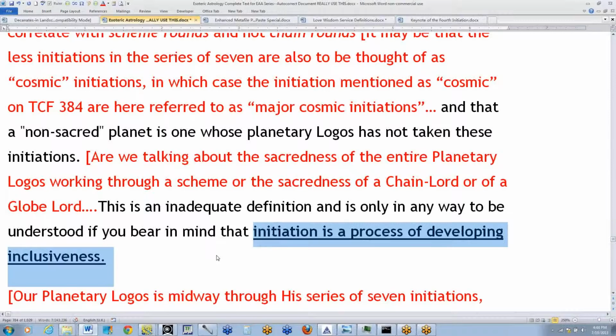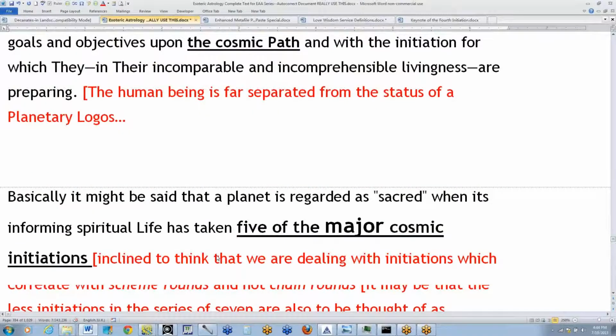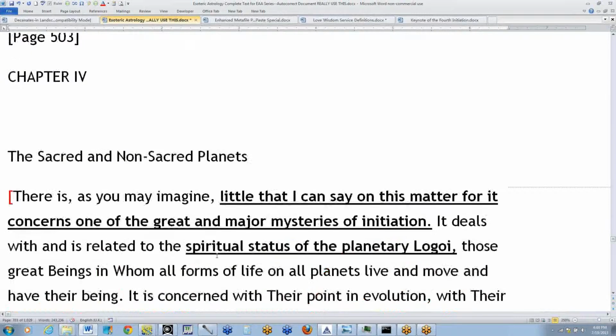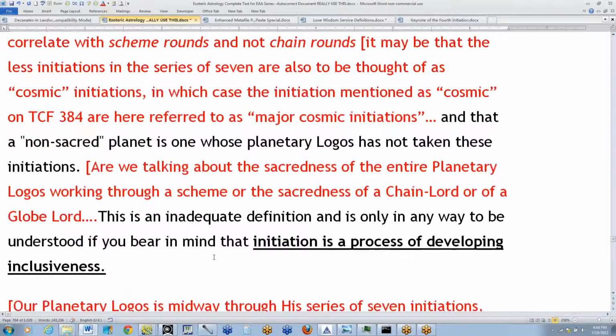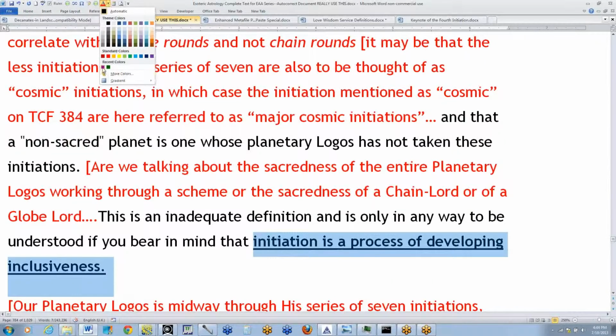What a great statement. And what page is this? I suppose page 503. It really warrants inclusion in the AAB extracts.